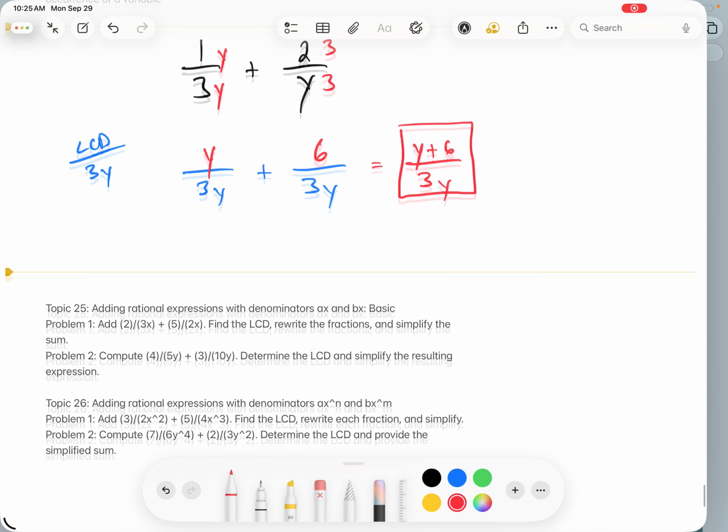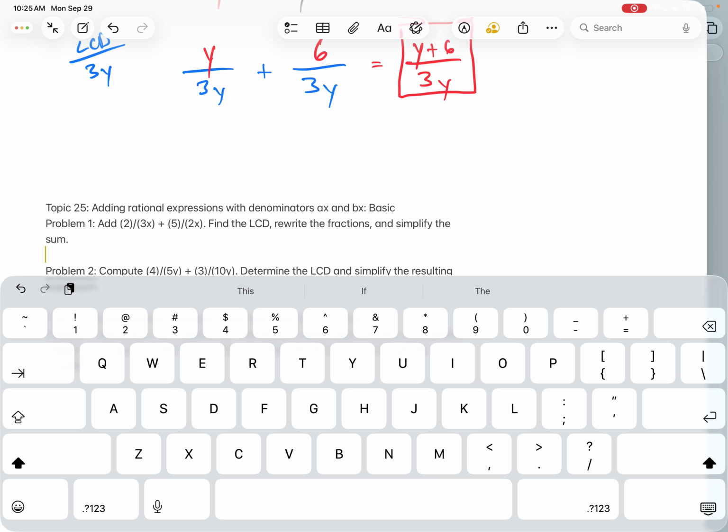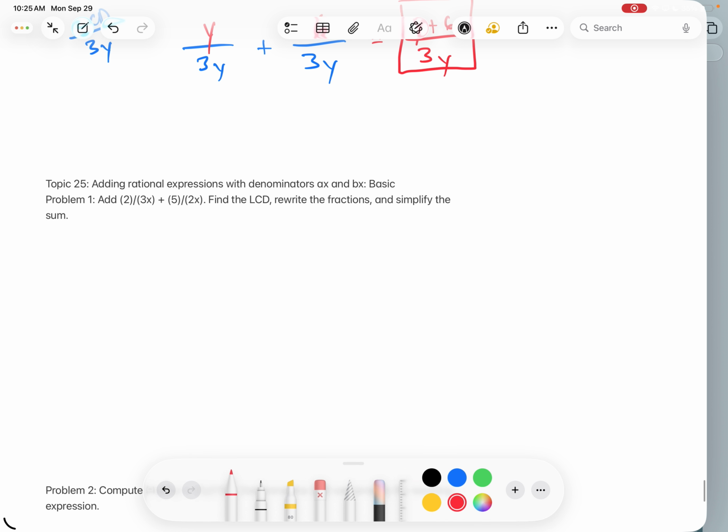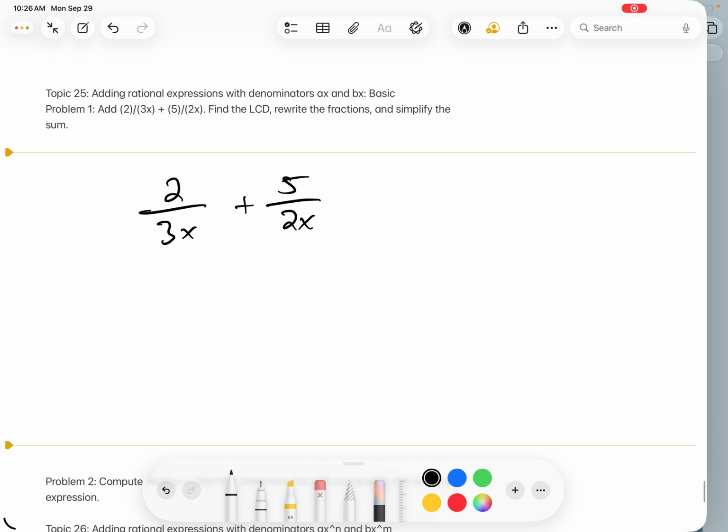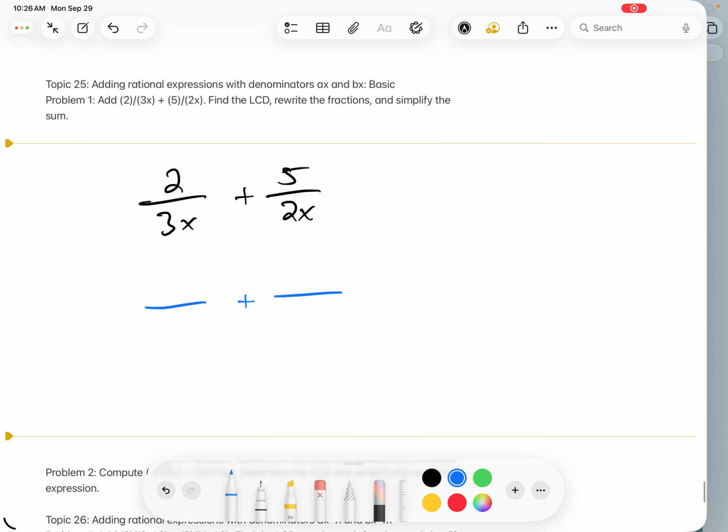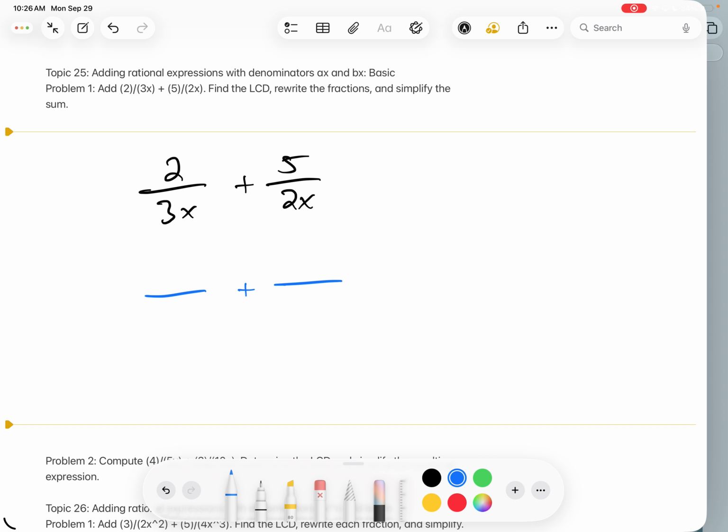Okay, these are fine. Just trying to make sure the problems that I'm doing are matching what you're doing in the homework. 2 over 3x plus 5 over 2x. Okay, what is my least common denominator here? Anybody? What about 3 and 2? The least common denominator of 3 and 2 is 6, and then the biggest exponent is just x. So it is just 6x.